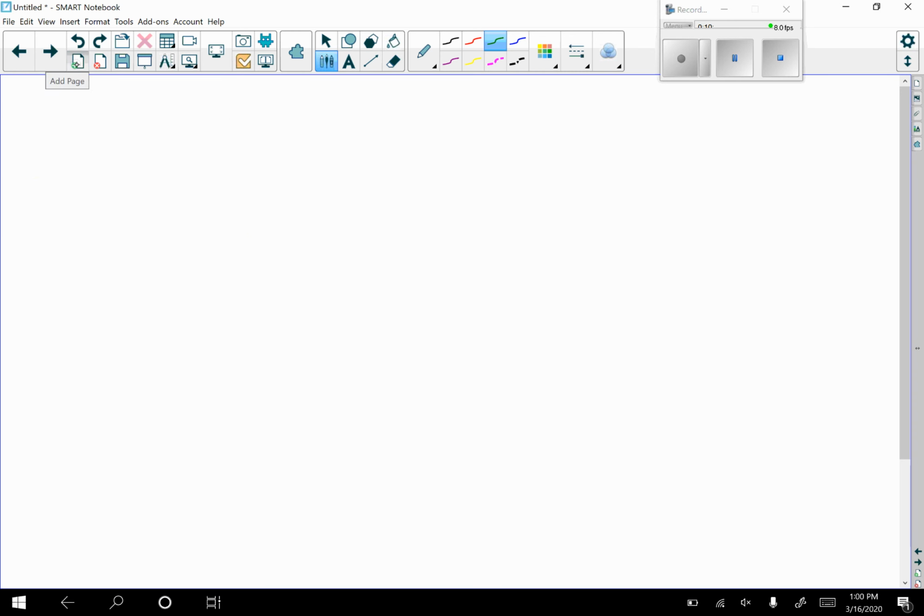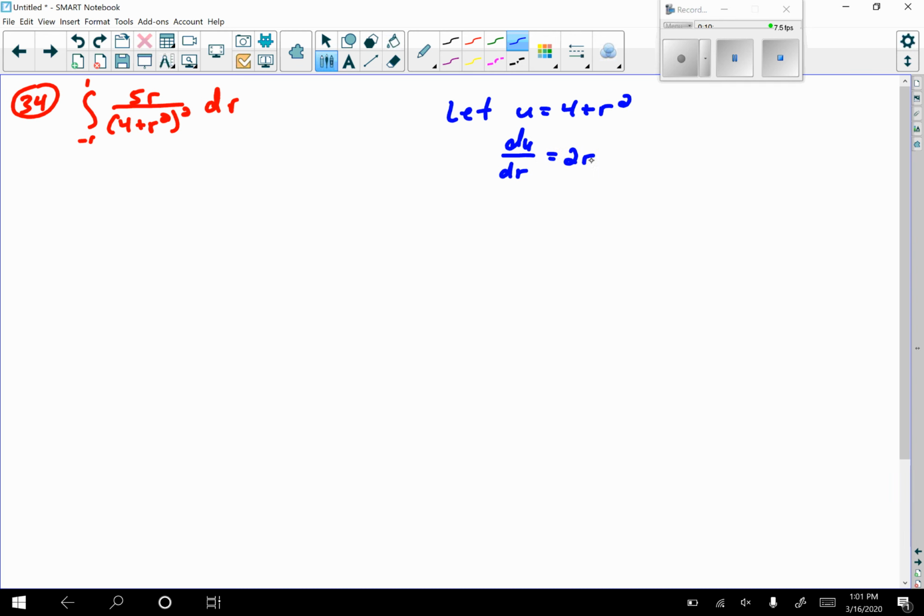Right, let's go ahead and take a look at 34. Integral from -1 to 1 of 5r over (4 plus r squared) squared dr. U substitution, I'm going to go ahead and let u equal 4 plus r squared, because when I take the derivative of this, I'm going to end up with just a linear r, which will divide out with the linear r in the numerator. So du over dr is going to equal 2r. So du over 2r equals dr.